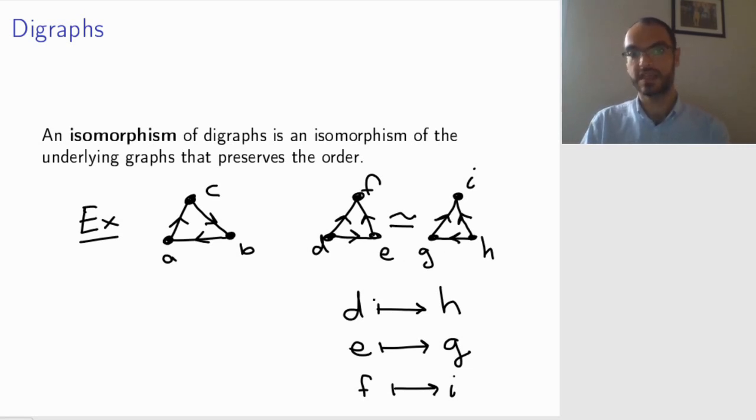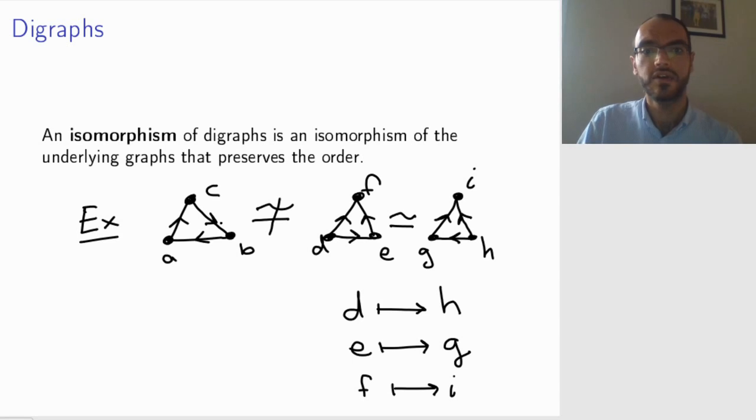So I'm mapping the vertices here to vertices here in such a way that there is an arc from a vertex to another vertex if and only if the same is true for the graph where I'm going. So I'm mapping the vertices, paying attention to the order of the arcs. This graph, the first one, is not isomorphic to these.